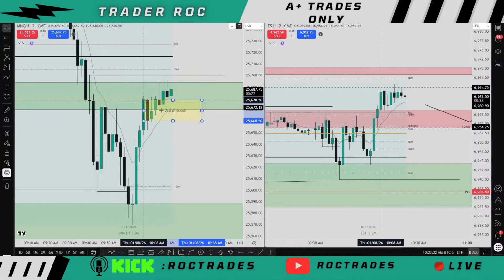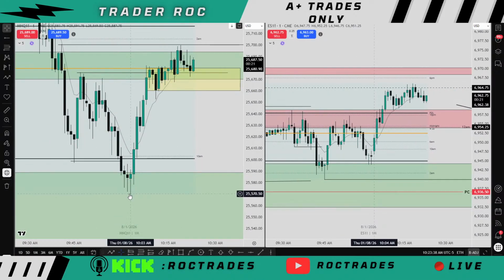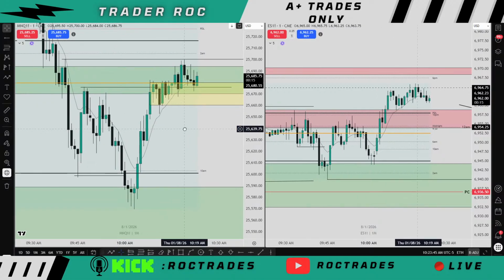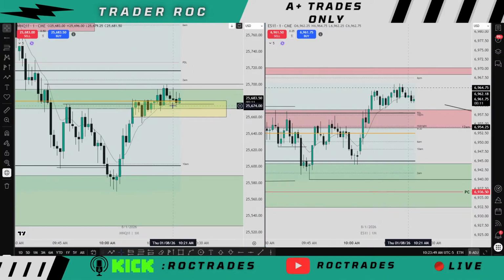I like the pressure coming out of here. Let's see what happens here. Sweeps the low. Yeah, this may be bullish, guys. The catch is you want to see a new breakout so you know where to put your stop.